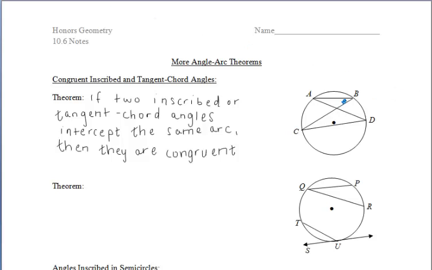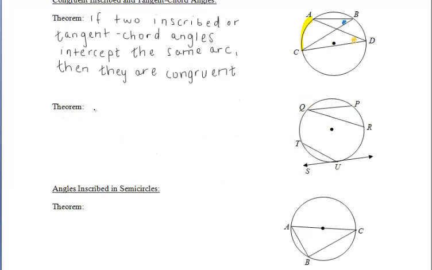Let's take a look at it from a different perspective. We have this other inscribed angle ABC, which intercepts the yellow arc AC, and we have another inscribed angle ADC, which is the orange angle there, that intercepts that same yellow arc AC. So that must mean that those two angles are congruent. Let's take a look at the second theorem.